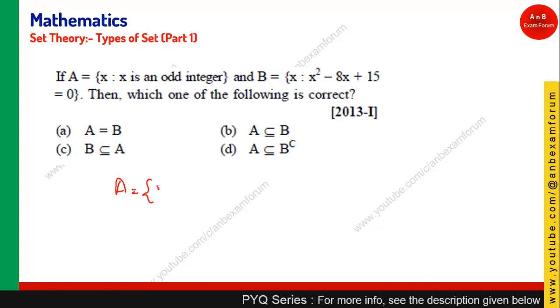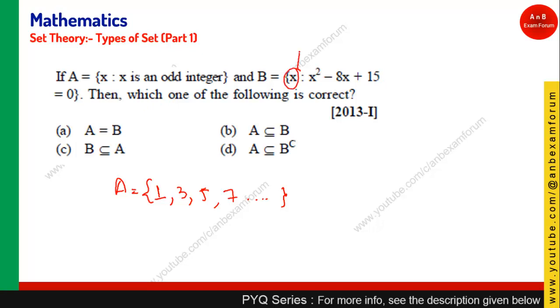Okay, odd integers are what? 1, 3, 5, 7. These are odd integers. I am taking positive one, and negative one is also there because he is talking about integers. Coming to B, x is such that this equation is given.